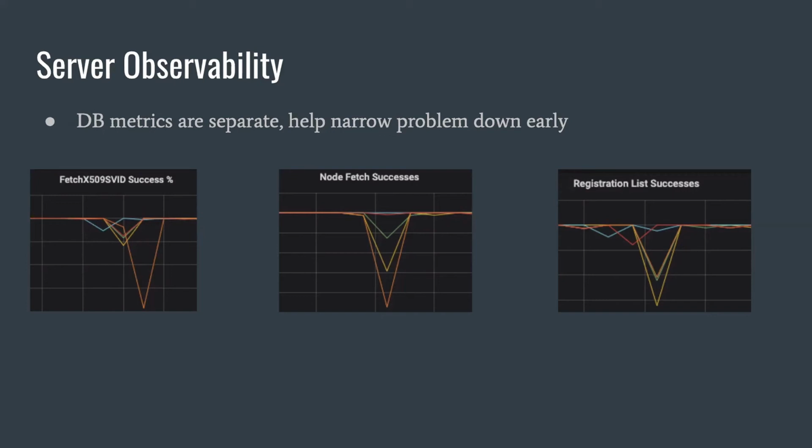What's going on? So just look to the middle and the right graphs, and those are the database metrics. And you see, oh, okay, so node fetch against the database and registration list against the database, those are both failing. So we've already skipped over the entire SPIRE server module and know that this is a problem either connecting to the database or the database itself is lagging. Really narrow down specifically where should we be looking for this issue.